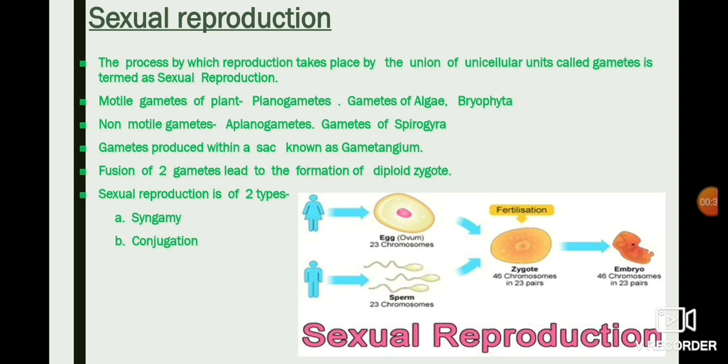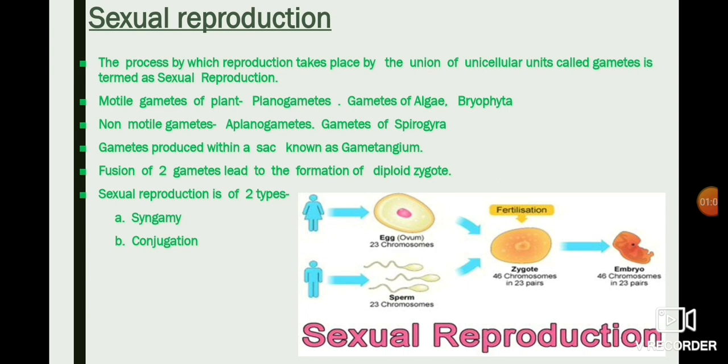The reproduction which takes place by the fusion of two gametes is called sexual reproduction. That means basically fusion is taking place, and that is also of two gametes. Let me tell you, gametes are unicellular in nature. Now, motile gametes found in plants are termed planogametes, like you get in algae and bryophyta. A non-motile gamete means a gamete which can't move. Those are called aplanogametes, which are also found in Spirogyra.